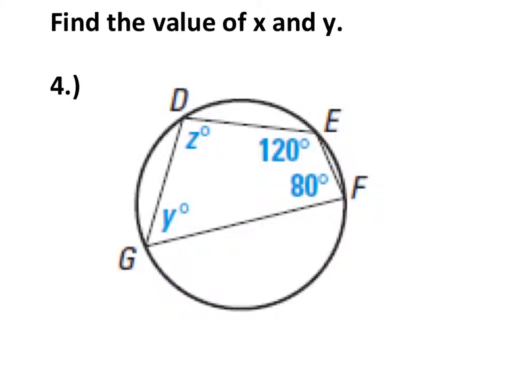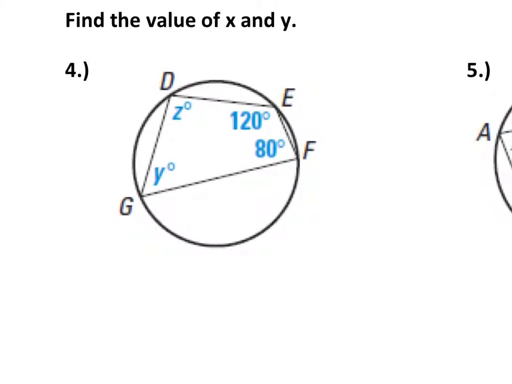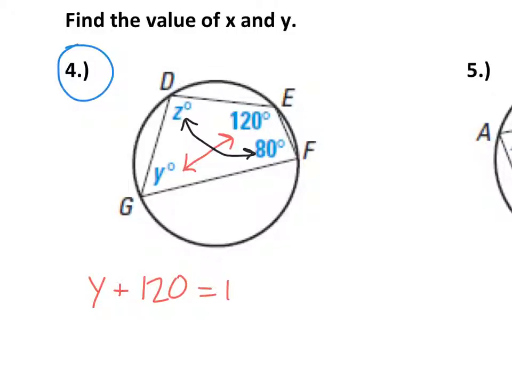Now, let's use that property, the fact that opposite angles need to add to 180 degrees, to solve some of these problems. So let's look at the second number 4. Find the value of x and y. So, we need to look at opposite angles. Those two need to add to 180, and these two need to add to 180. So, if we want to find y first, we need to do y plus 120 equals 180. Subtract 120 from both sides, and y equals 60.